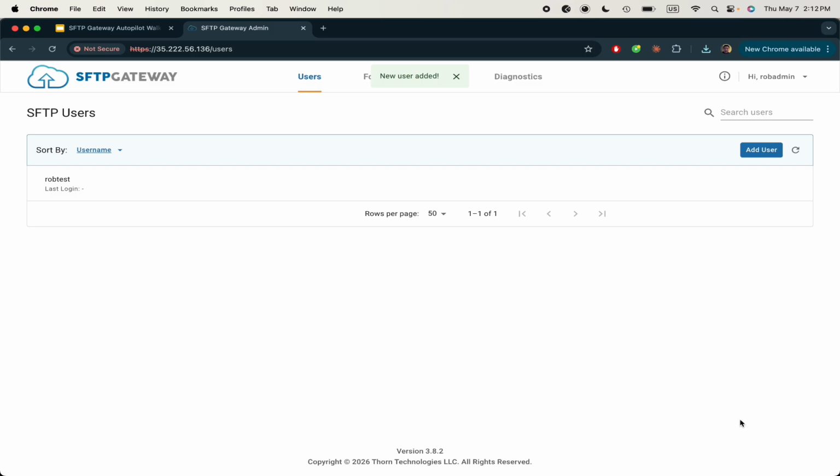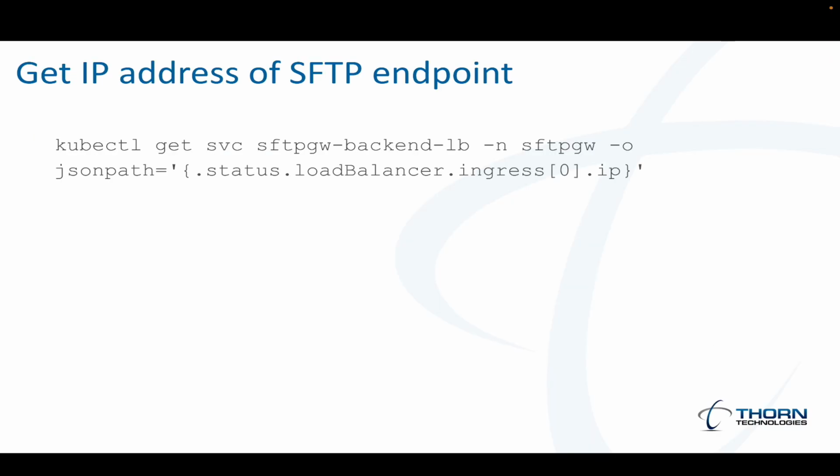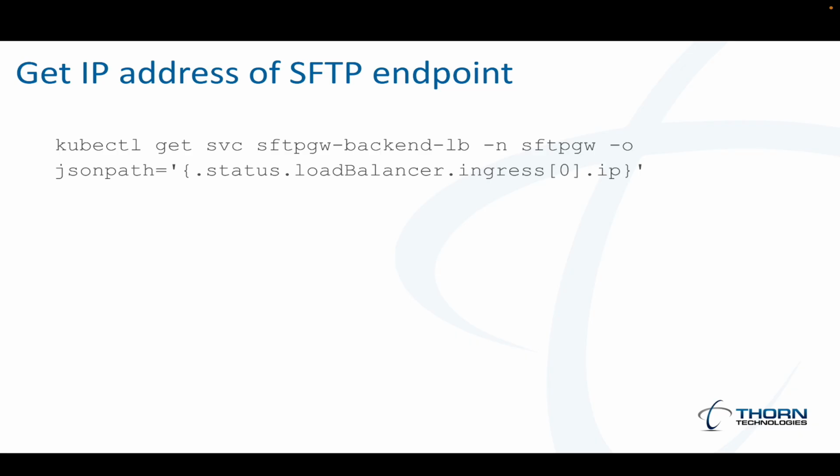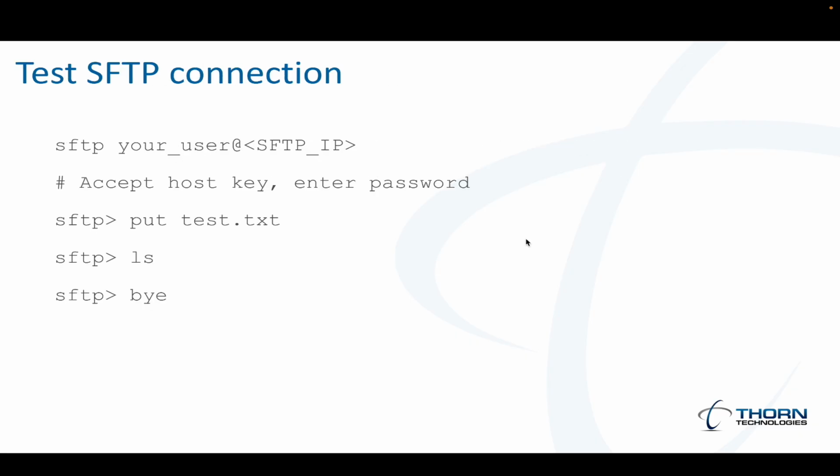So let's go ahead and test this SFTP user. Now, the SFTP service is going through a different load balancer than the web admin portal is. So the IP address for the SFTP service is going to be different. So I'm going to run this command here, which will give me the IP address that we're interested in. And then I'm going to connect via command line to the SFTP service. So here are what the commands look like.